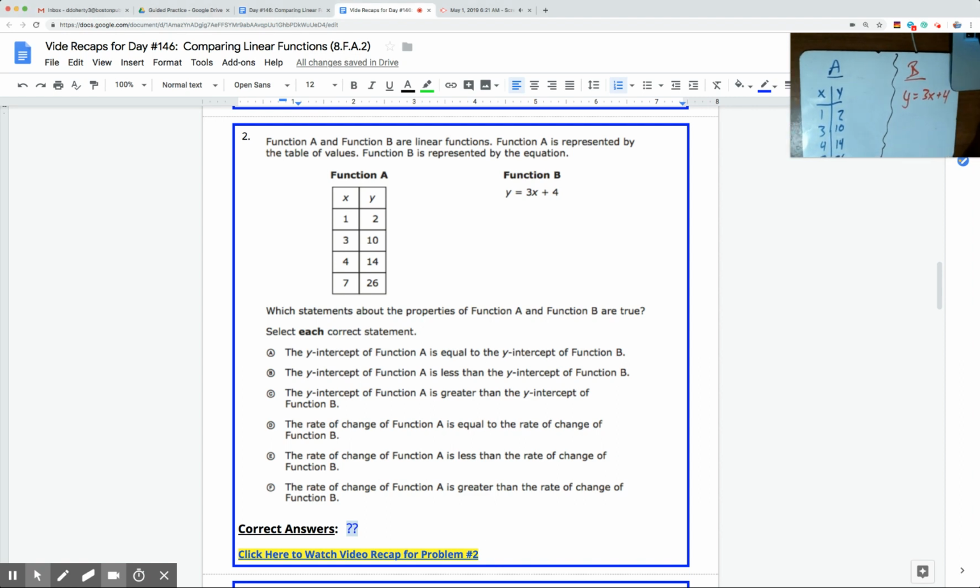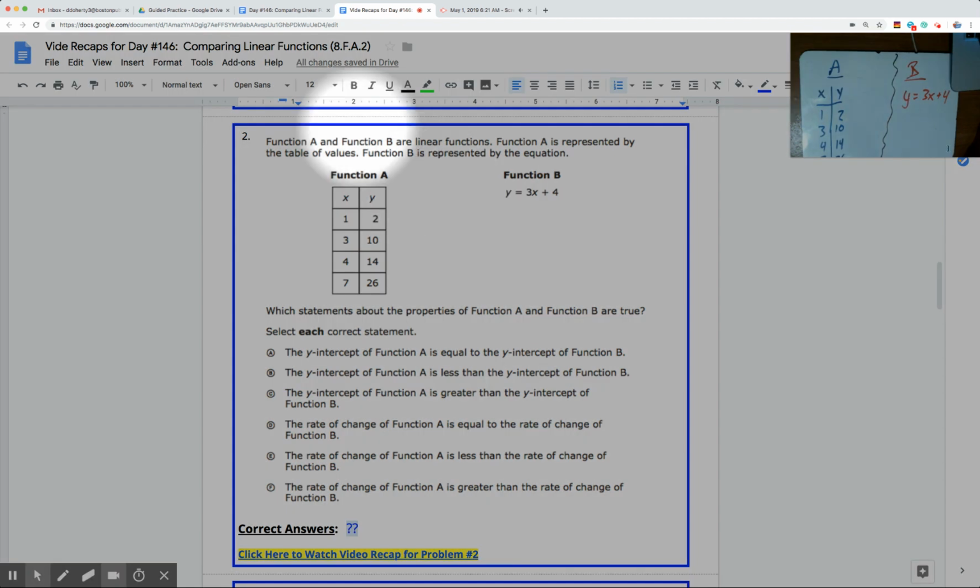Practice problem number 2 gives us two functions again. We're going to be comparing function a, which is a table, with function b, which is an equation. And as we look through, this is a pretty challenging problem. We're going to have to select more than one correct answer. They're going to have us compare the y-intercepts for function a with function b.